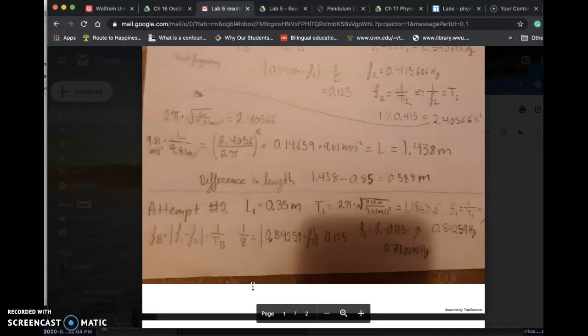Now, in order to get the beat frequency of 8, that beat frequency is equal to the absolute value of the first frequency minus the second frequency. So we can also see that as f_b equals 1 over T_B, which is the beat period that we are given, and that is 1/8. So 1/8, which equals 0.125, is equal to 0.84259 minus f2. And we find from the equation that f2 equals 0.717598 hertz.